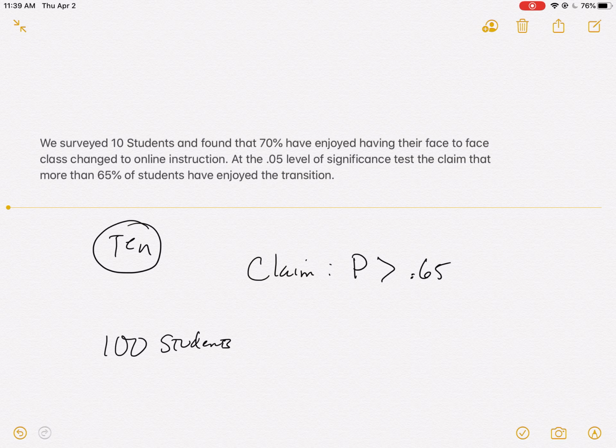And so we're going to be measuring whether our data is strong enough to establish the claim that we're making. Notice that our claim is always in accordance with what we're seeing in the sample. We saw 70% come out in the sample, and so we're using that to say more than 65. That should always be the case.